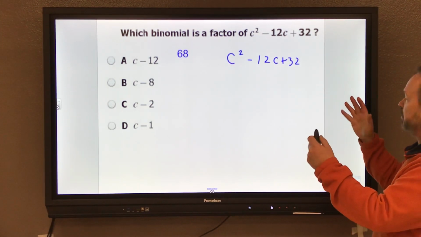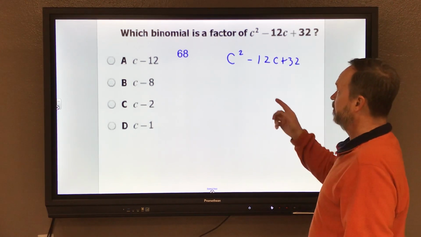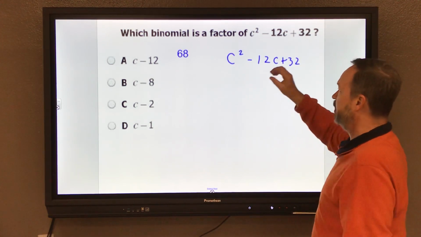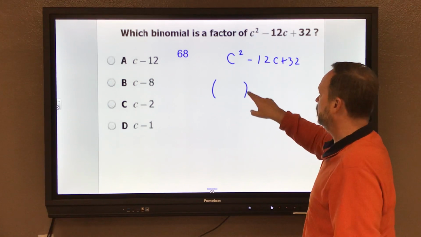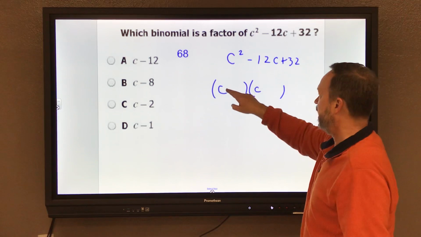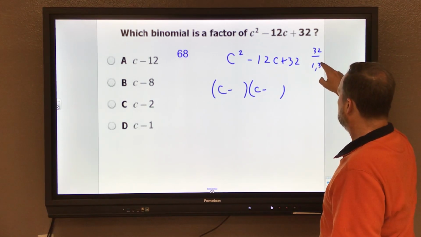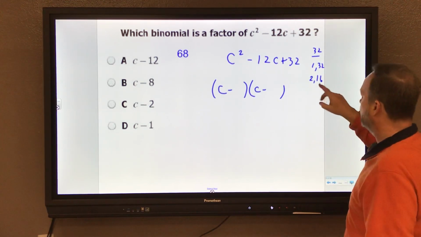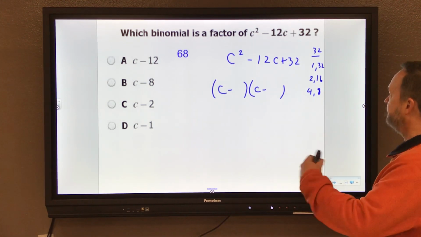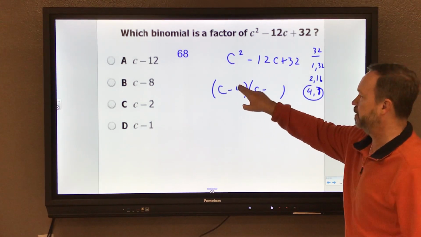So we have this trinomial. There's no GCF. We can look and see. Special case would be a perfect trinomial square. That's a square. That's not a square. So we realize the leading coefficient is 1, the easy kind, so it's going to be double bubble, C and C. Signs are the same. They're both negative. Factors of 32: 1 and 32, 2 and 16, 3 does not work, 4 and 8. So factors of 32 whose sum is 12 will be 4 and 8.